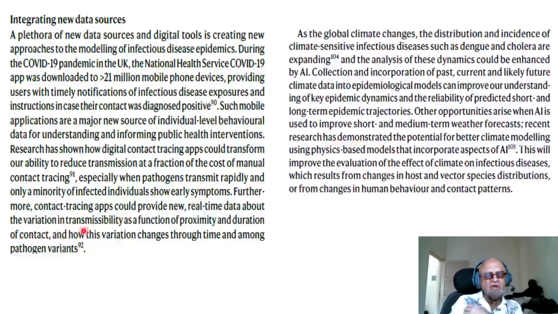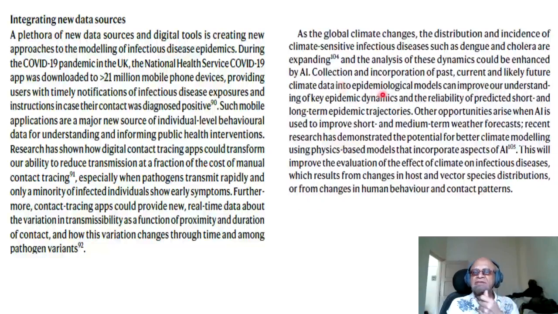reproduction rate. Furthermore, contact tracing apps could provide new real-time data about the variation in transmissibility as a function of proximity and duration of contact, and how this variation changes through time and among pathogen variants. So you imagine you are going to the market and some app is telling everybody you are infected. Would you like that? Well, for the bigger cause you should, but people may get nervous and not use the app or turn off the app contact location service and so on and so forth. So there are many issues to be dealt with.